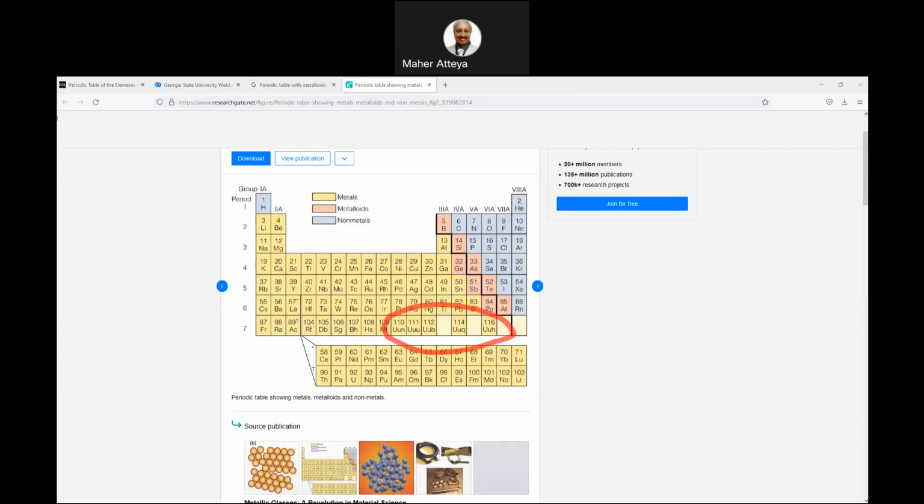So let me go back here. Back here and here. So let's see here. So there is, I'll just show you about the periodic table here.